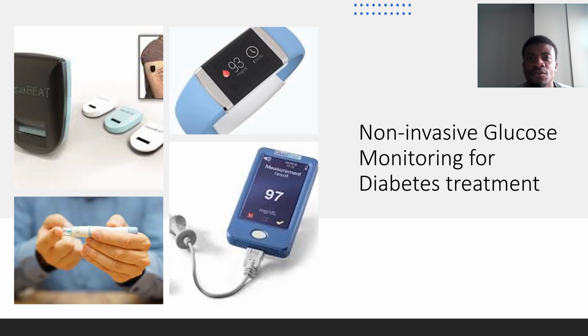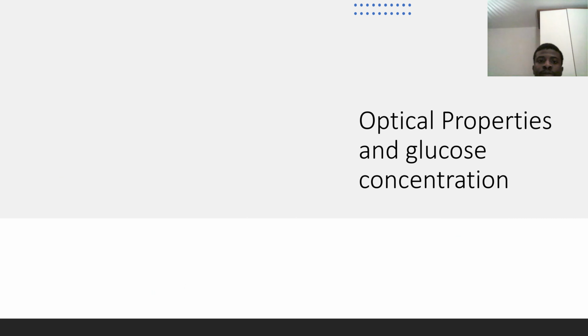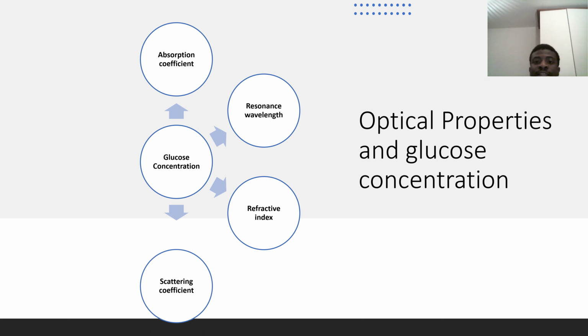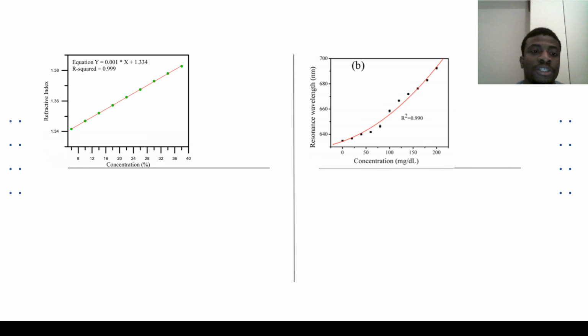Due to the limited scope of this presentation, I'll only elaborate on why fiber optic chemical sensors are commonly used in this category of glucose monitoring. Fiber optic chemical sensors are used due to several optical properties being directly related to the glucose concentration, and this allows it to be measured directly using fiber optic technology. We'll be further discussing these properties. As you can see, the relationship between the refractive index and glucose concentration is highly linear, and it's highly correlated as well.